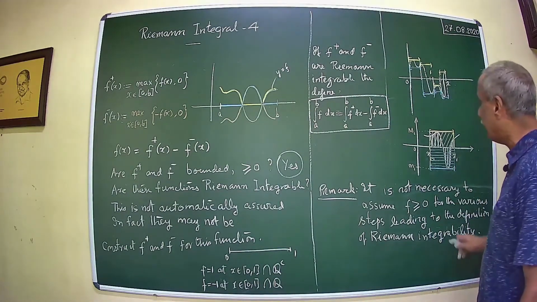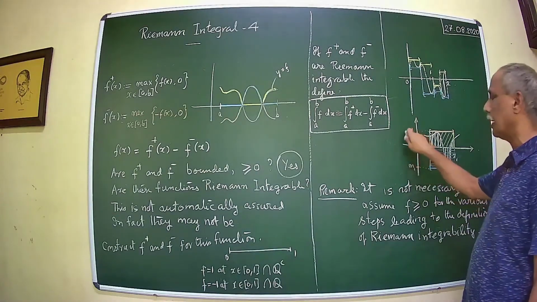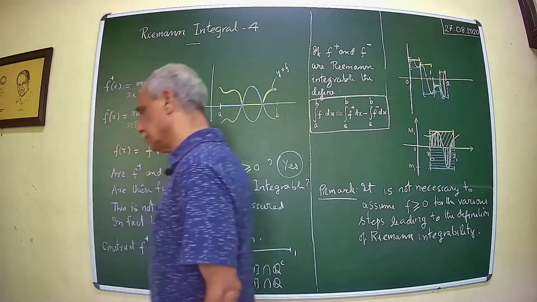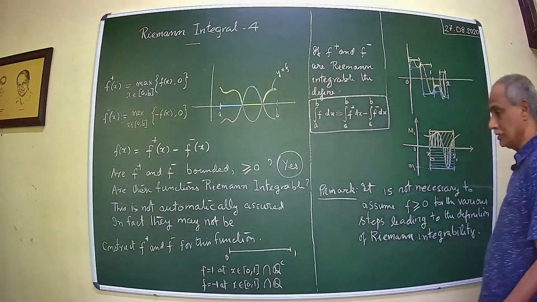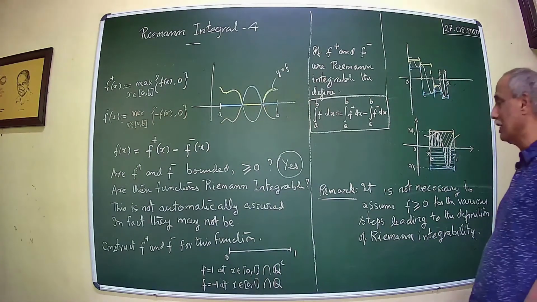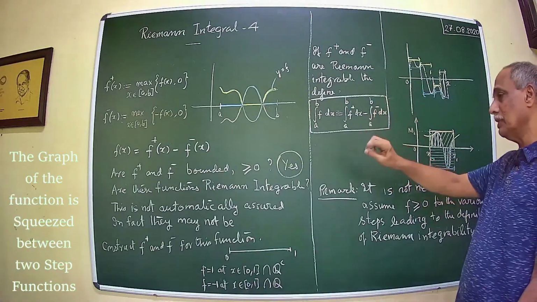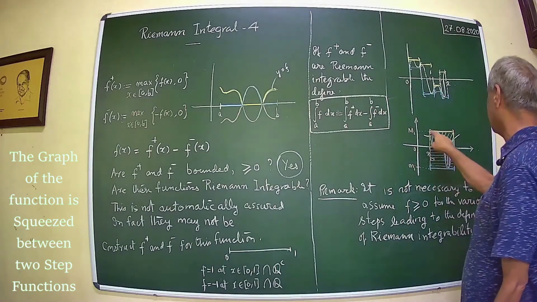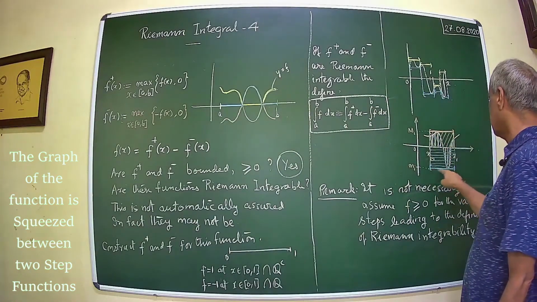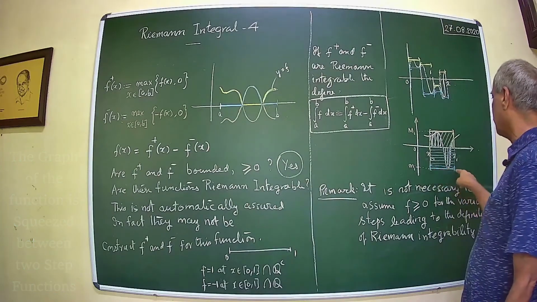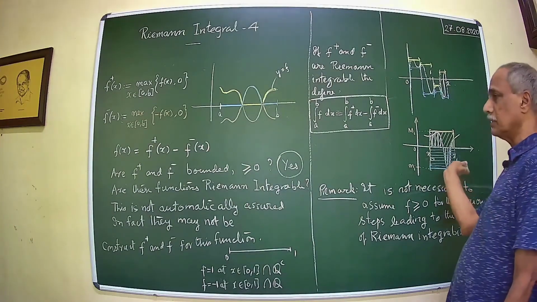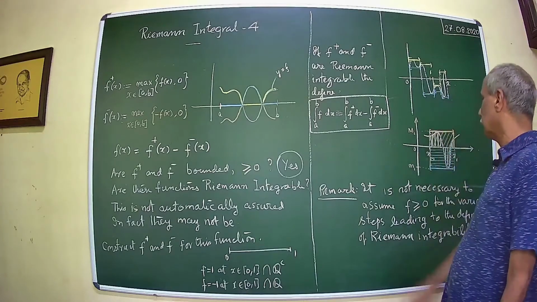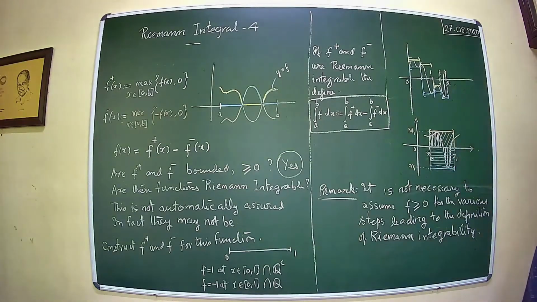Now you see, you cannot anymore assume that both m_i and capital M_i are positive numbers. Both may be negative numbers. But certainly one thing that is certain is that the graph of your function is going to be squeezed between two step functions. As you have seen here, this is a part of the step function which bounds it from below, and this is the part of the step function which bounds it from above. So it is squeezed in.